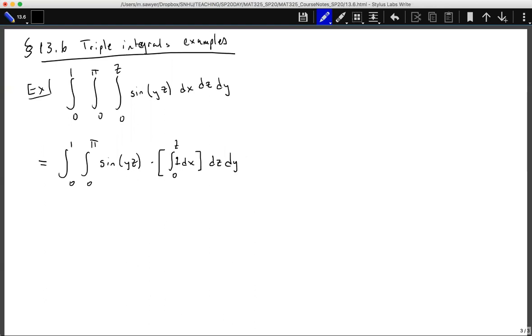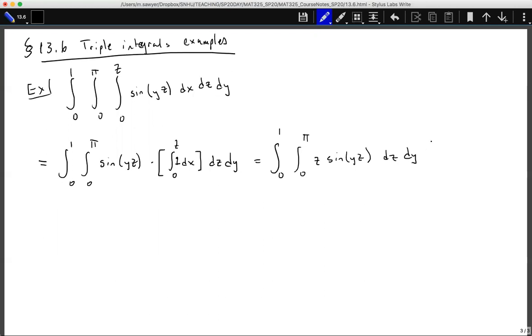And so what this does is we can't bring this integrand outside of the dz because it has a z involved in it, but we can evaluate this. And so we get 0 to 1, 0 to pi, z sine of yz, dz, dy.